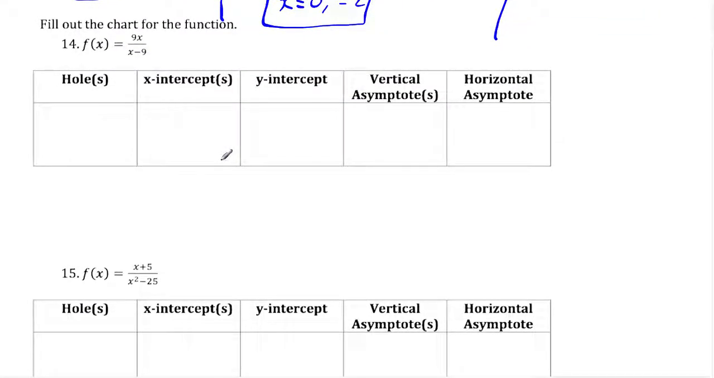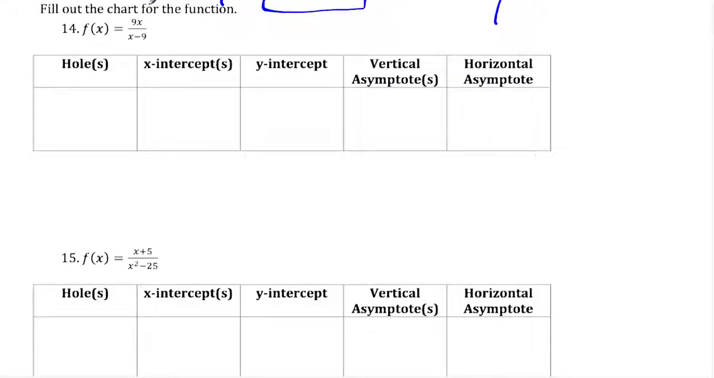We just want to fill out the chart for these. No graphing required. First thing I could do is find my horizontal asymptote. The degree in the numerator and denominator are the same. So that means that I divide the leading coefficients. So y is equal to 9 for my horizontal asymptote. Holes I find by factoring. There are no factors here that are going to cancel out, so there are no holes.